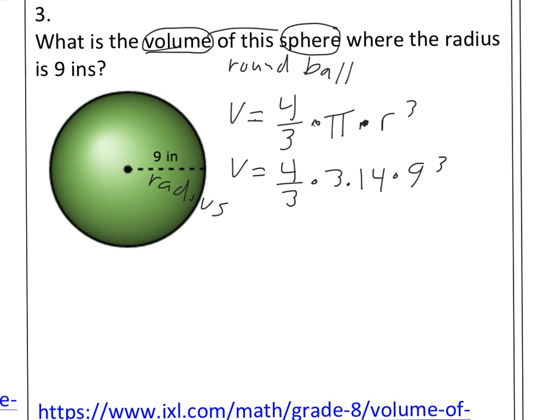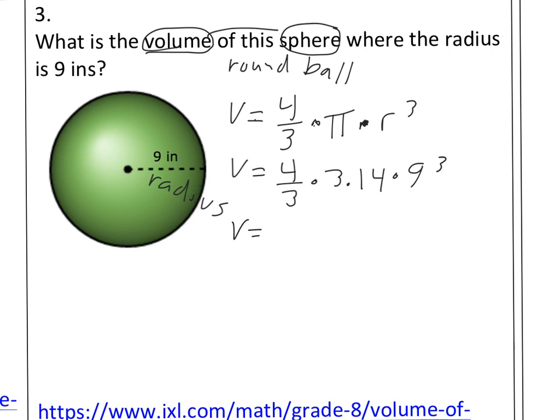Next step, we need to break down the exponents. And while we break down the exponents, we're going to also change this to division. Again, I'm not a big fan of fractions. I'd rather just say 4 divide 3. It makes it a lot easier. And be very, very careful. This is to the third power. Sphere, third power. It's like the third dimension for spheres.